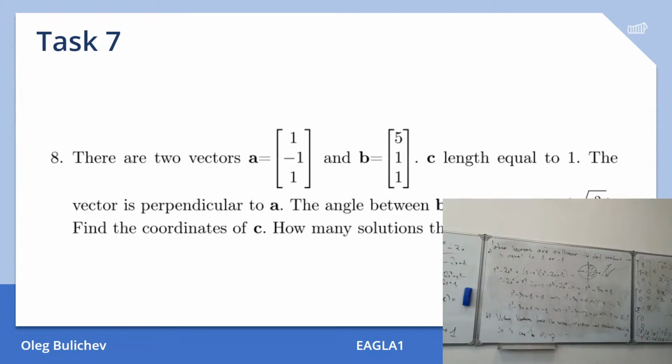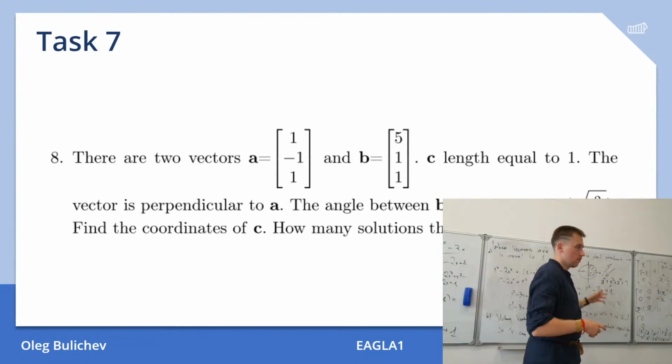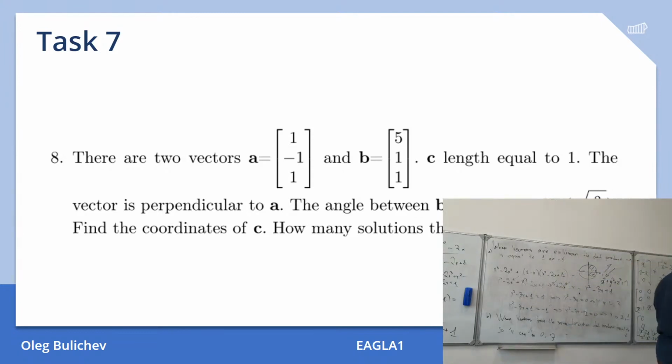Okay. So the vector C should be perpendicular to A. Dot product equal to 0. One equation can be found. The angle between B and C. Also, we can find one more equation. The last one, length equal to 1. What does it mean? It will be x squared plus y squared plus z squared equal to 1. That's it. 3 equations, 3 variables, piece of cake.